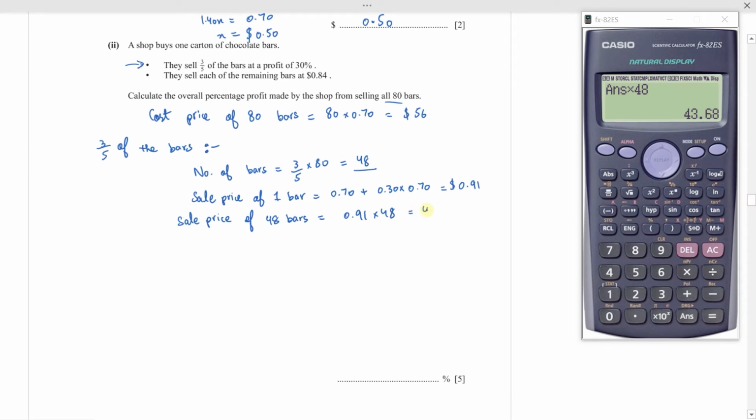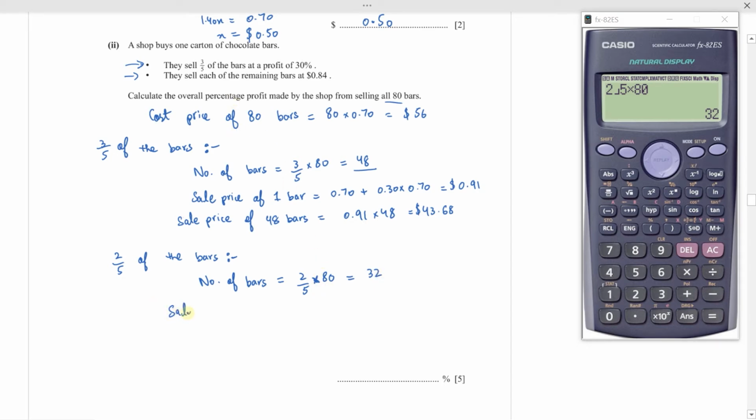So this is $43.68. And now we look at the other remaining bars. So 3 over 5 are these, and the remaining will be 1 minus 3 over 5, which is 2 over 5. So for 2/5 of the bars, let's look at their cost price and profit, or sorry, sale price. So first we need to calculate how many bars there are. So the number of bars is now 2 by 5 of 80. 2 by 5 multiplied by 80. So these are 32.